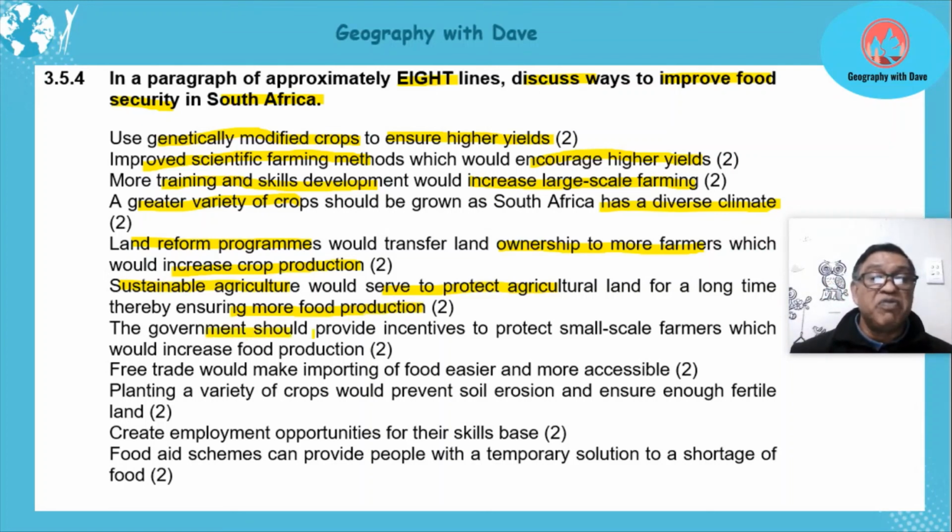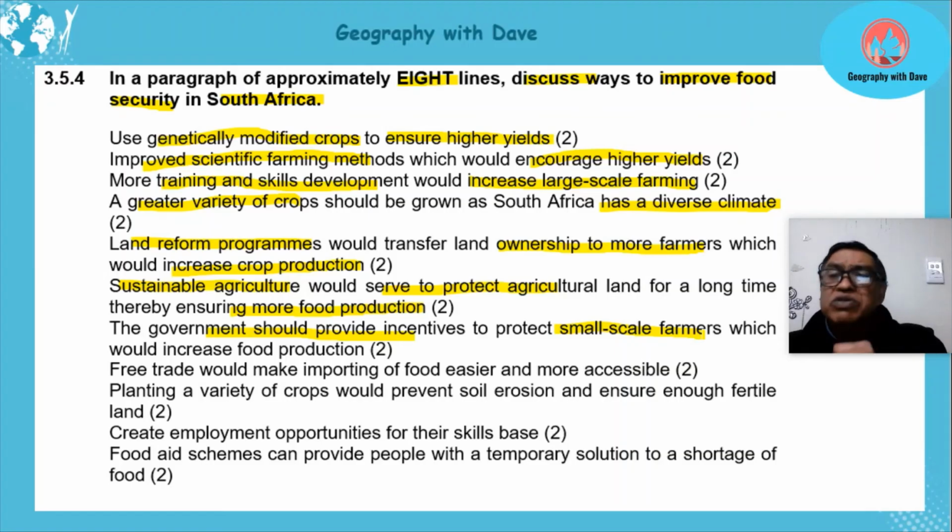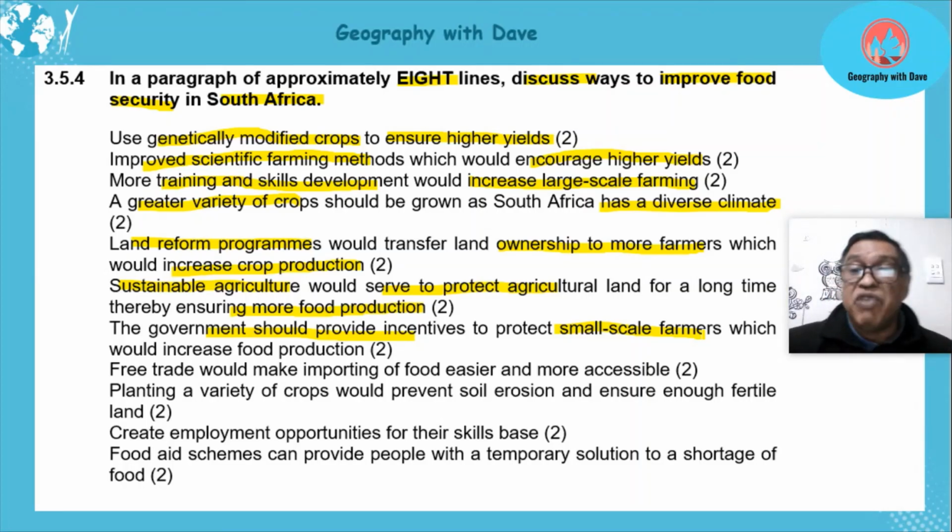Government should provide incentives to protect small scale farmers, which would increase food production. You understand? Incentives like if you farm your crops, we will then help you with transport, or we will then promote your crops to be sold, whatever. Provide those things so the small scale farmers will say, whoa, we're farming, we're making something out of it. It may increase the number of small scale farmers, which would increase food production. Brilliant. Free trade, where negotiation can happen between people. It's free trade, remember. So importing of food is easier and more accessible between people.